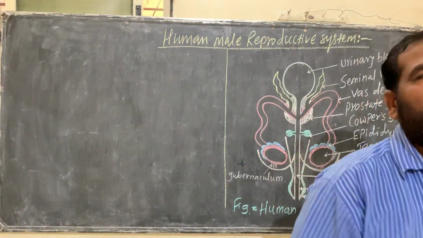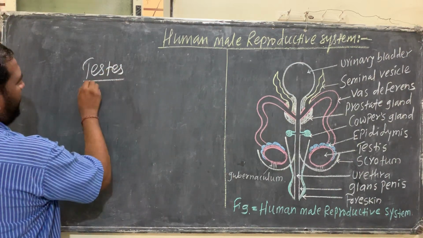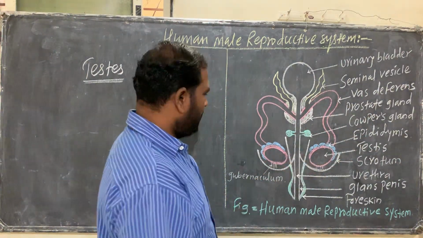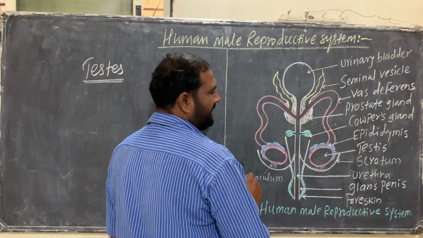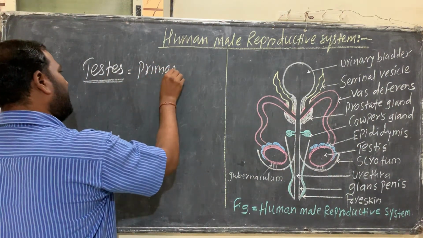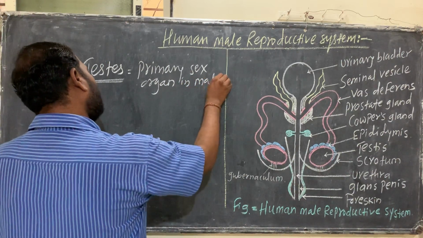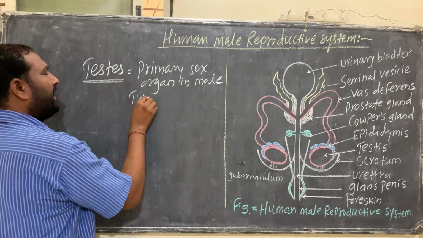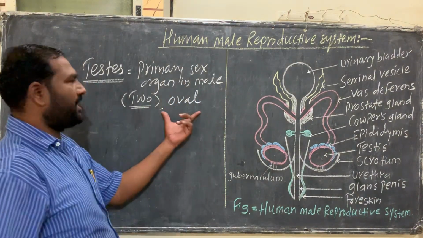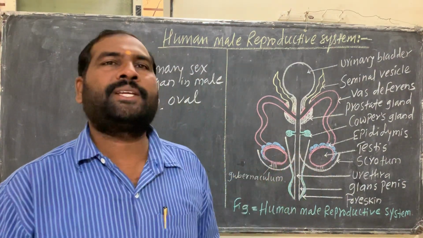The testes. So here are the testes. See here, this is the male reproductive system, and this one is a testis. How many testes are present? Two testes are present. The testes are the primary sex organ in male, two in number, and oval in shape. The shape of the testes is oval.